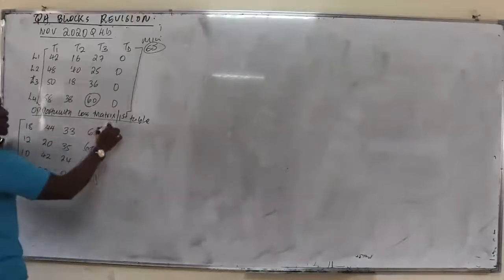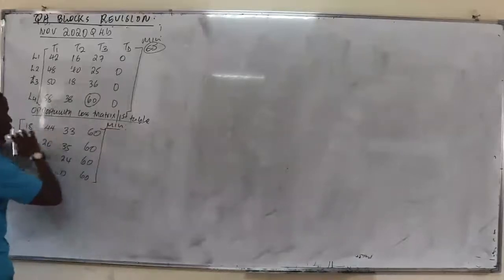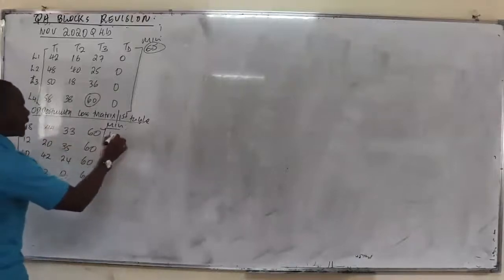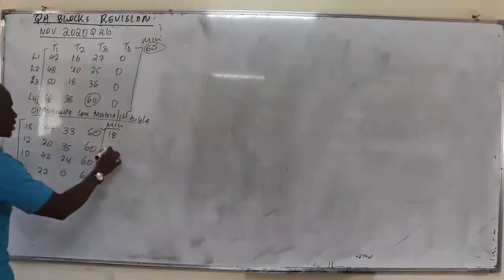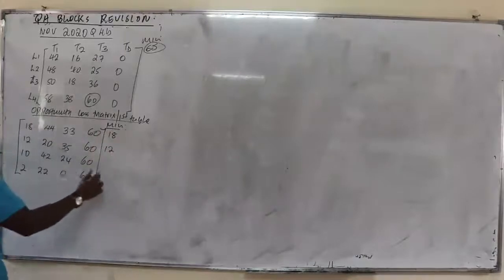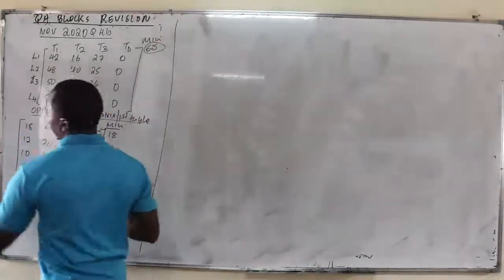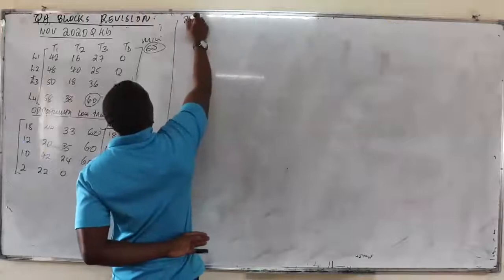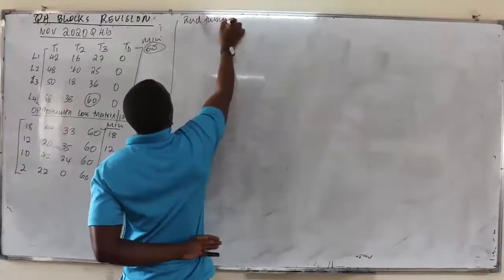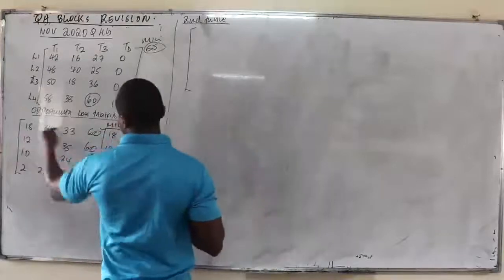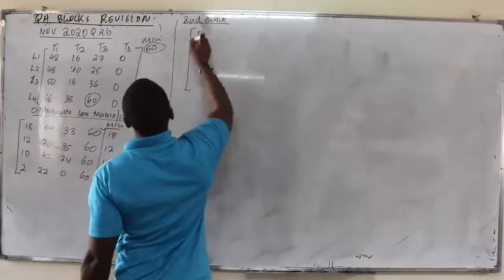Now from the first table, you take the minimum across the row. So the minimum we have here is 18. Here we have 12. Here we have 10. And the minimum here is 0. Now from the first table, we go to the second table. In our second table, we take 18 minus 18, you get 0.